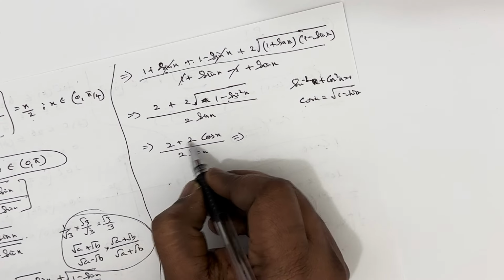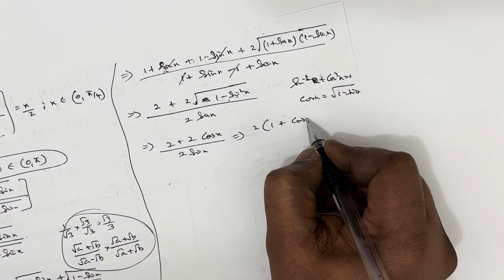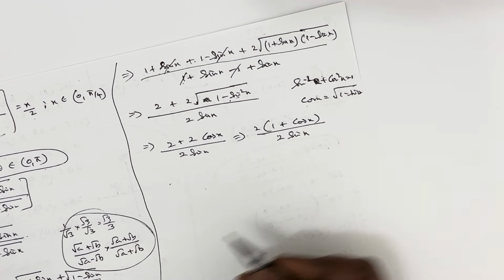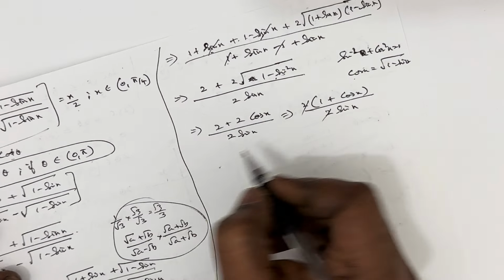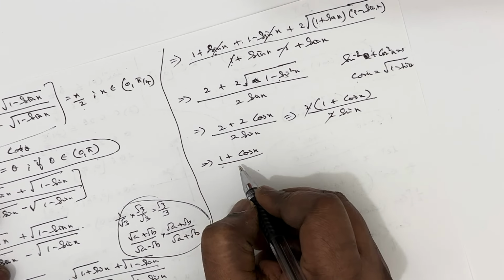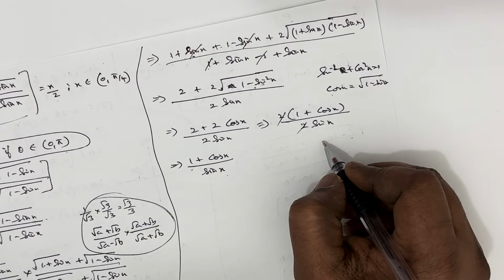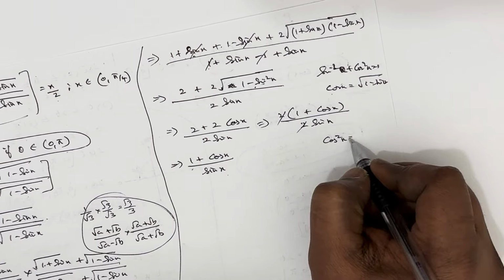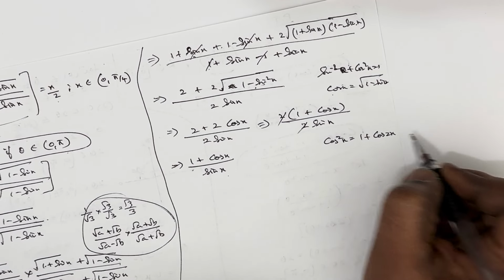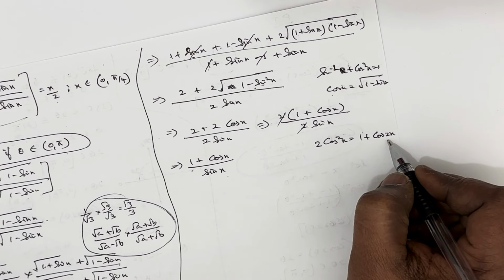Which implies, now let's take 2 common, 1 plus cos x all divided by 2 sin x. This 2 and 2 get cancelled, you have 1 plus cos x all divided by sin x. Now you have a formula, cos square x is equal to 1 plus cos 2x all divided by 2, or 2 cos square x is equal to 1 plus cos 2x.